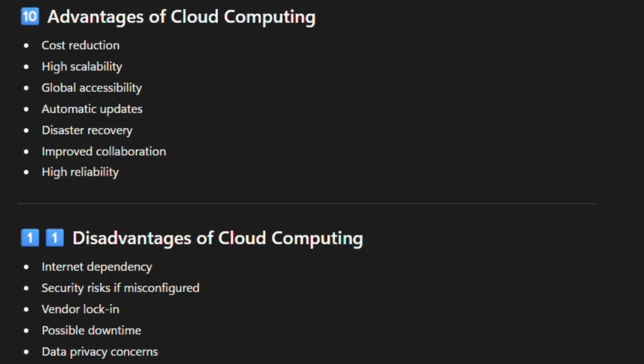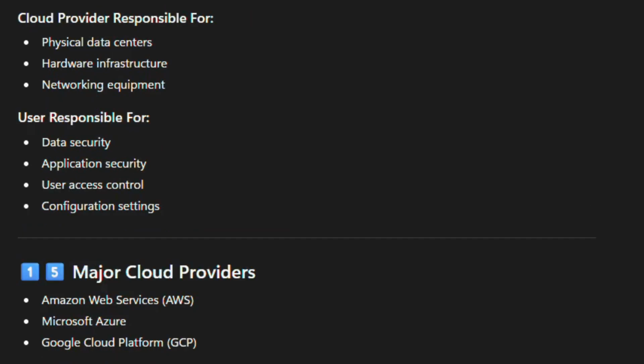What are the advantages of cloud computing? Some of the advantages are cost reduction, high scalability and global accessibility, automatic updates, disaster recovery, improved collaboration, and high reliability. And the disadvantages are internet dependency, since internet is a must, security risks from misconfiguration, vendor lock-in, possible downtime, and data privacy concerns.